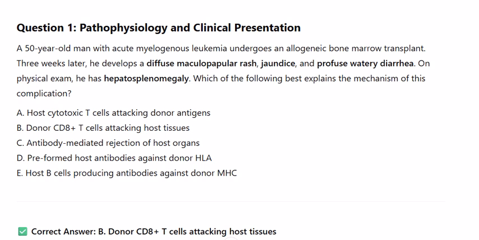On physical exam, he has hepatosplenomegaly. Which of the following best explains the mechanism of this complication? A. Host cytotoxic T cells attacking donor antigens. B. Donor CD8 plus T cells attacking host tissues.